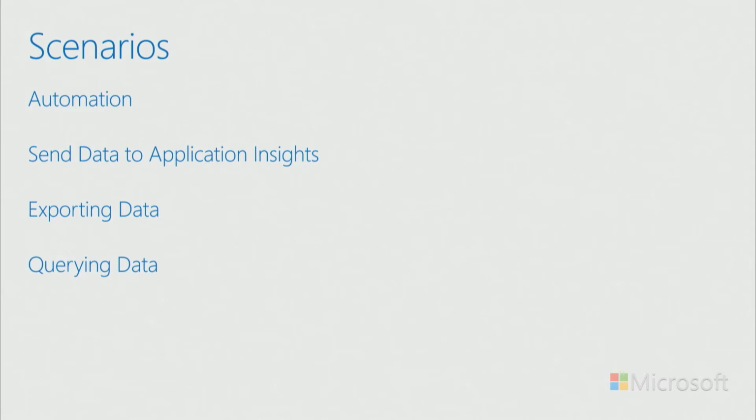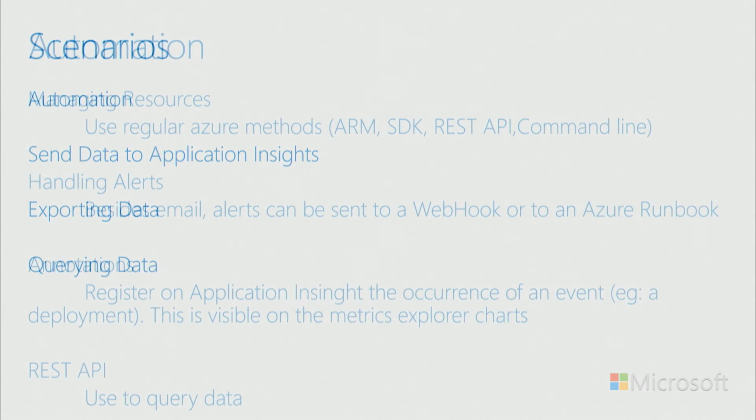The first one is automation. The second one would be to send data to Application Insights. The third one would be getting data out of Application Insights by exporting it. And the fourth one would be querying data from Application Insights from other applications.